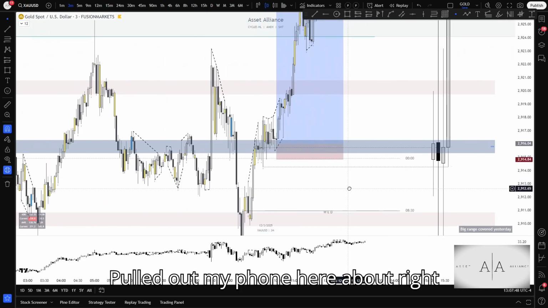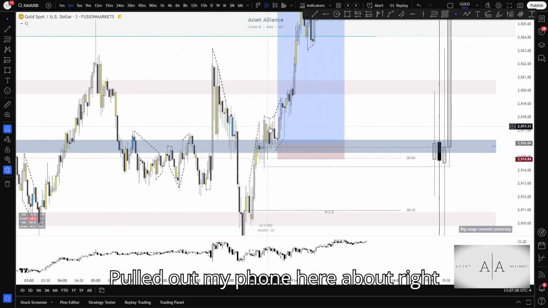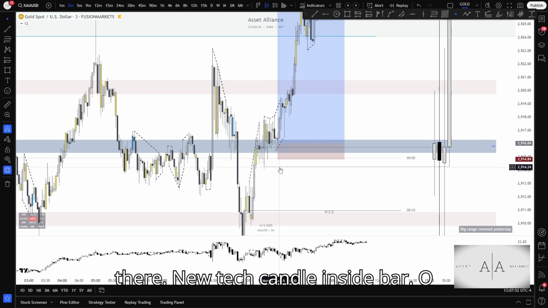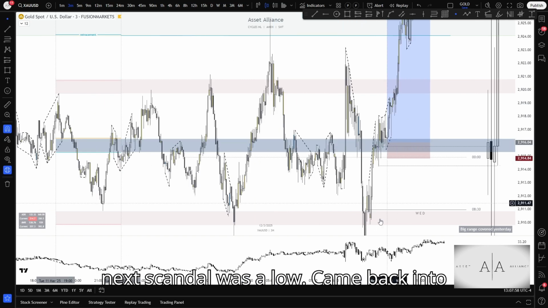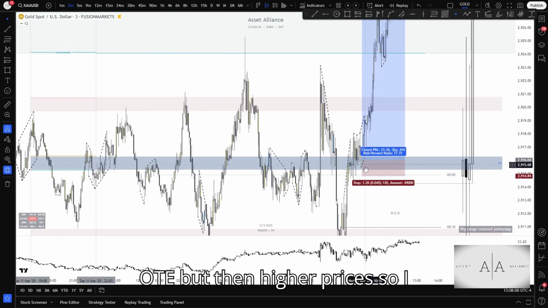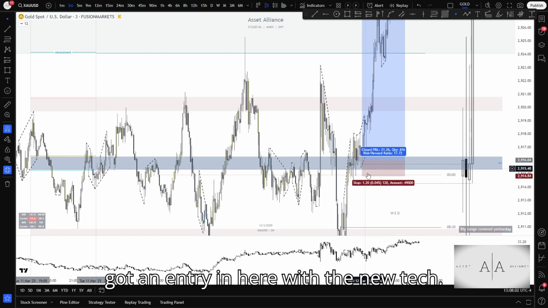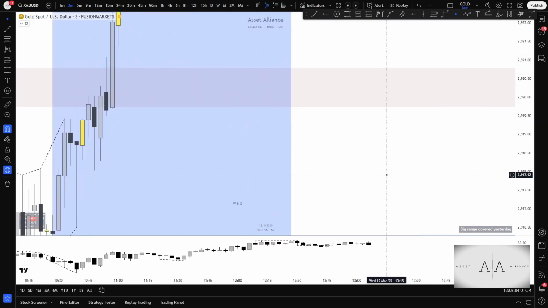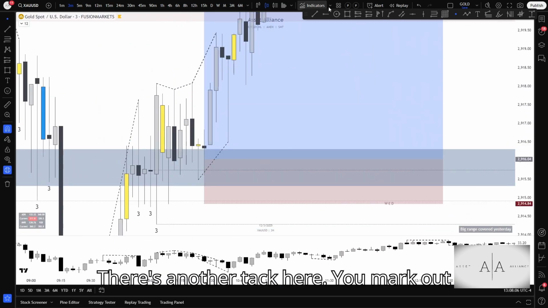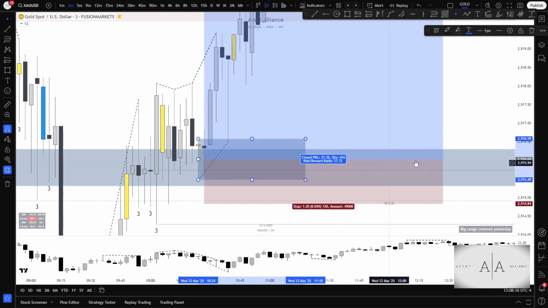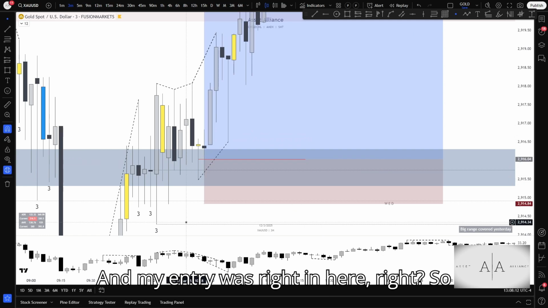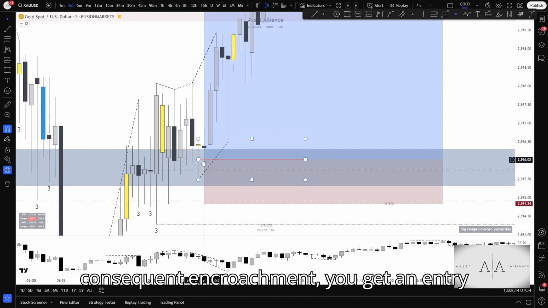Now, pulled out my phone here, about right there, new tack candle, inside bar. So inside bars just means you don't really have any bias until the next candle, which next candle was a low. Came back into OTE for then higher prices. So I got an entry in here with the new tack. There's another tack here. You mark out the consequent encroachment. And my entry was right in here, right? So consequent encroachment, you get an entry here.